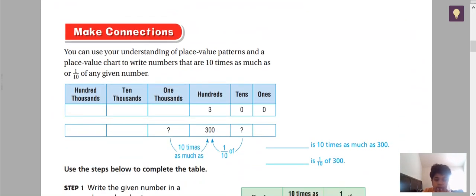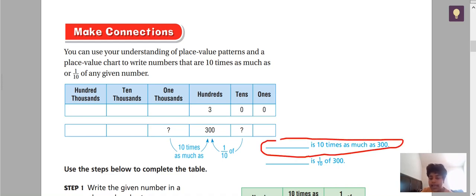Next question. Alright, we're making connections now. You can use your understanding of place value patterns and of the place value chart to write the numbers that are 10 times as much as or 1/10 of a given number. So we have 100,000, 10,000, 1,000, hundreds, tens, ones place. Okay, pause the video right now. Try to figure out the answer to this question right here.